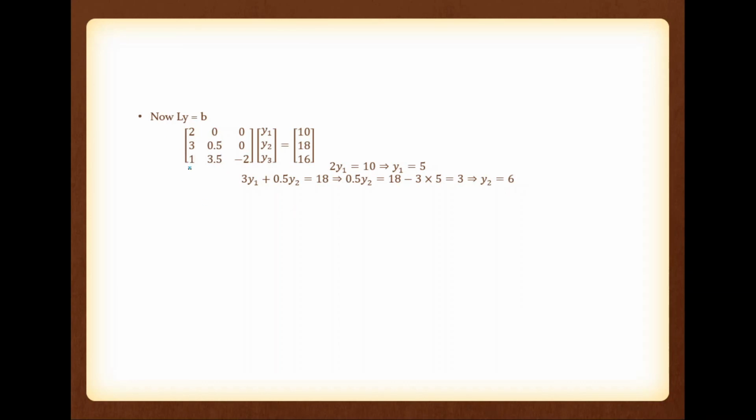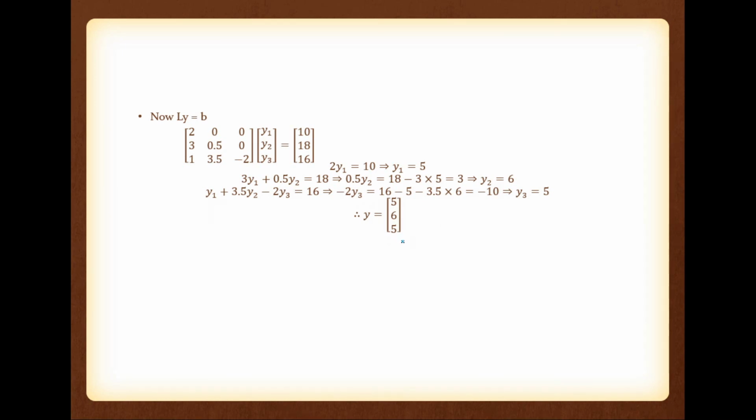Now take the last row. So we have y1 plus 3.5 into y2 minus 2y3 equal to 16. Right? So from this, what is minus 2y3? Minus 2y3 is 16 minus y1, that is 5, minus 3.5 into y2. y2 is 6. So we have minus 10. So minus 2y3 is equal to minus 10. So what is y3? y3 is equal to 5. So now we have values of y. Y is equal to 5, 6, 5.